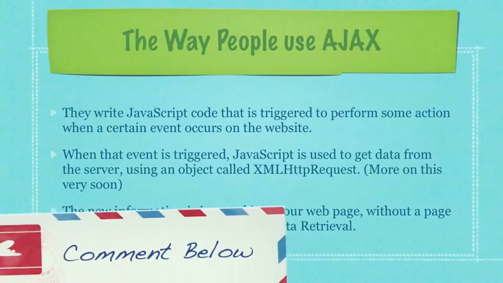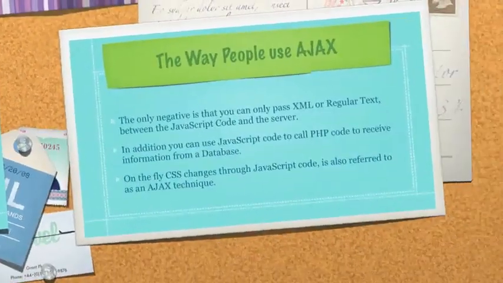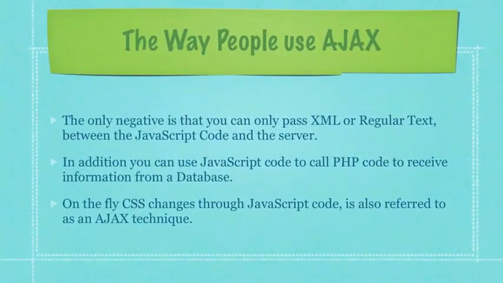The new information is inserted into your web page without a page reload. This is called asynchronous data retrieval. The only negative is that you can only pass XML or regular text between the JavaScript code and the server. In addition, you can use JavaScript code to call PHP code to receive information from a database, and I will cover that as well. On-the-fly CSS changes through JavaScript code are also referred to as an AJAX technique.